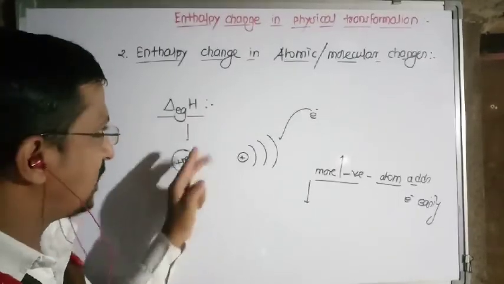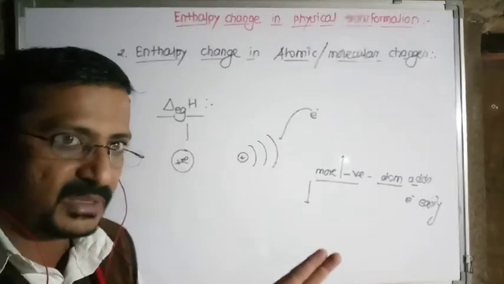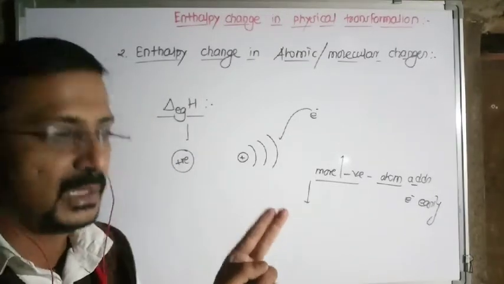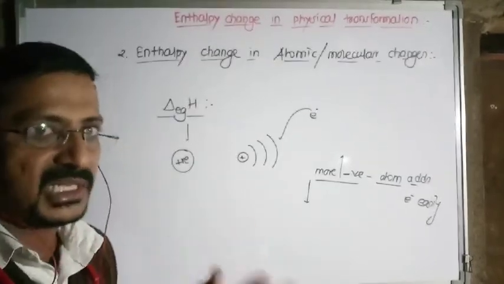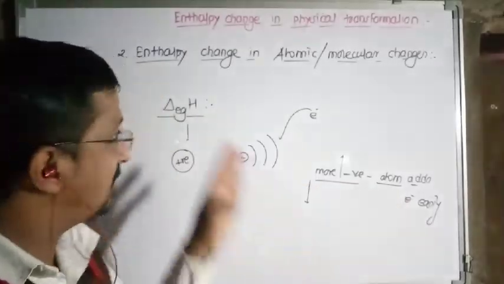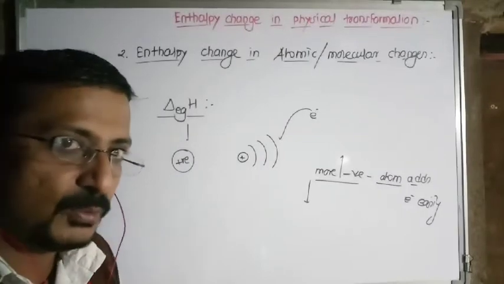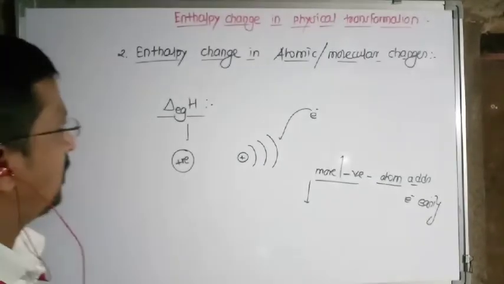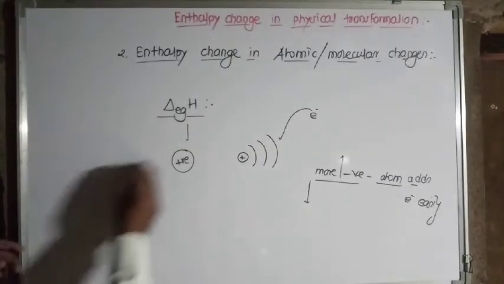positive. That's why, if you consider S block elements, the electron gain enthalpy becomes less negative or even positive. But if you consider the P block elements, then the electron gain enthalpy of P block elements is mostly negative. So this is electron gain enthalpy.